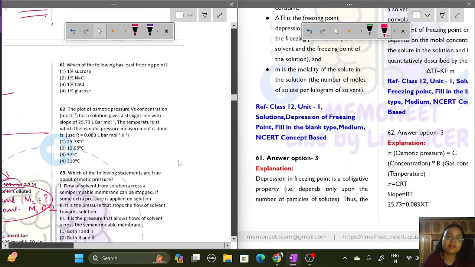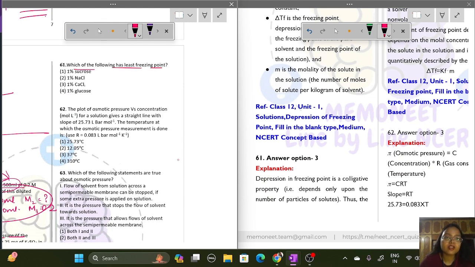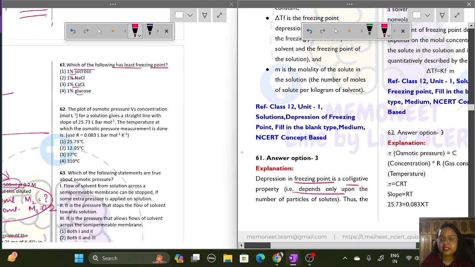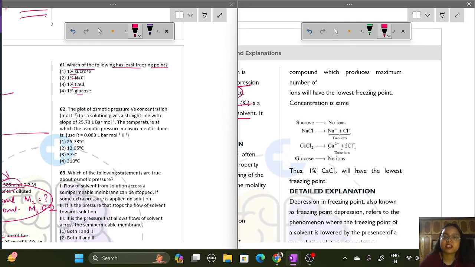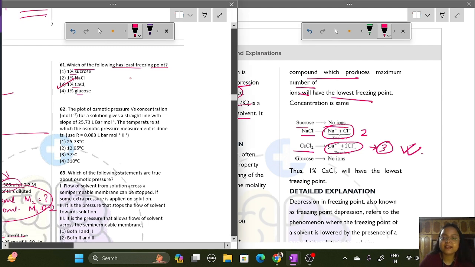Next is question number 61. Which of the following has the least freezing point? 1% sucrose, 1% NaCl, 1% CaCl2 or 1% glucose. The freezing point depends upon the number of particles of solute, that is, how many particles of solute are there after dissociation. The one producing the maximum number of ions will have the lowest freezing point. Sucrose will not dissociate into any ions. NaCl will dissociate into 2 ions. CaCl2 will dissociate into 3 ions. So it will have the maximum number of solute particles and therefore the lowest freezing point. So option number 3 is the correct answer.